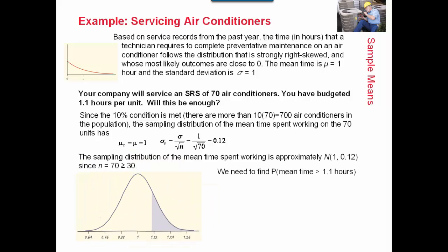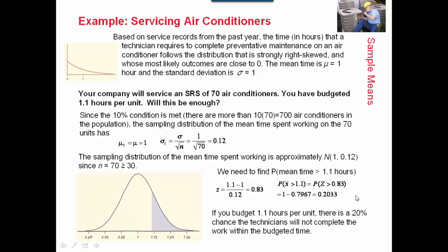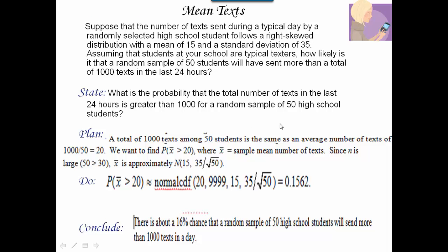Here's our distribution. We need to find the probability the mean time is greater than 1.1 hours. So we find the standard value: 1.1 minus the mean mu of 1, over sigma of x bar, which is 0.12, equals 0.83. So we're finding the probability z is greater than 0.83. Remember, to find greater than, we take 1 minus the probability that it's less than. We look it up on our table and get 0.2033. So if you budget 1.1 hours, there's a 20% chance the technicians will not complete the work within the budgeted time. Here's one more example.